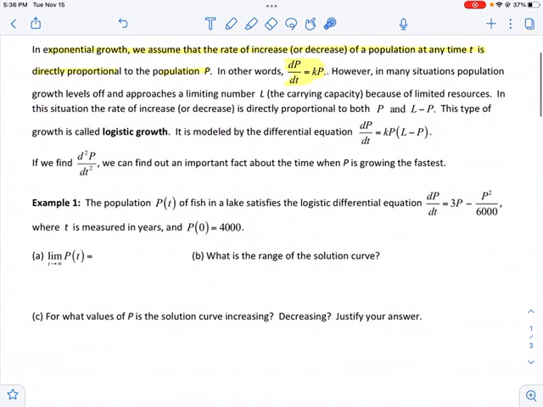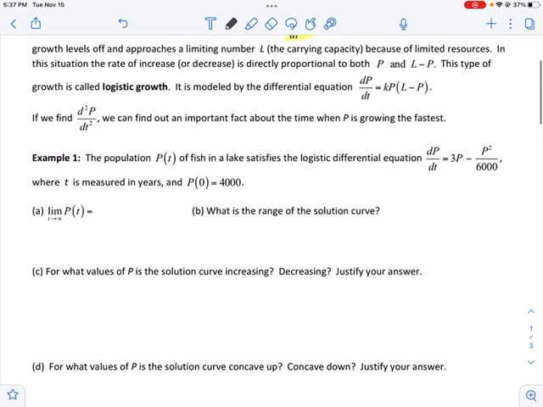If we then look at the second derivative, we can find out an important fact about the time when P is growing fastest, because the second derivative provides information about the point of inflection, if you will. So let's start off with this first one, though.